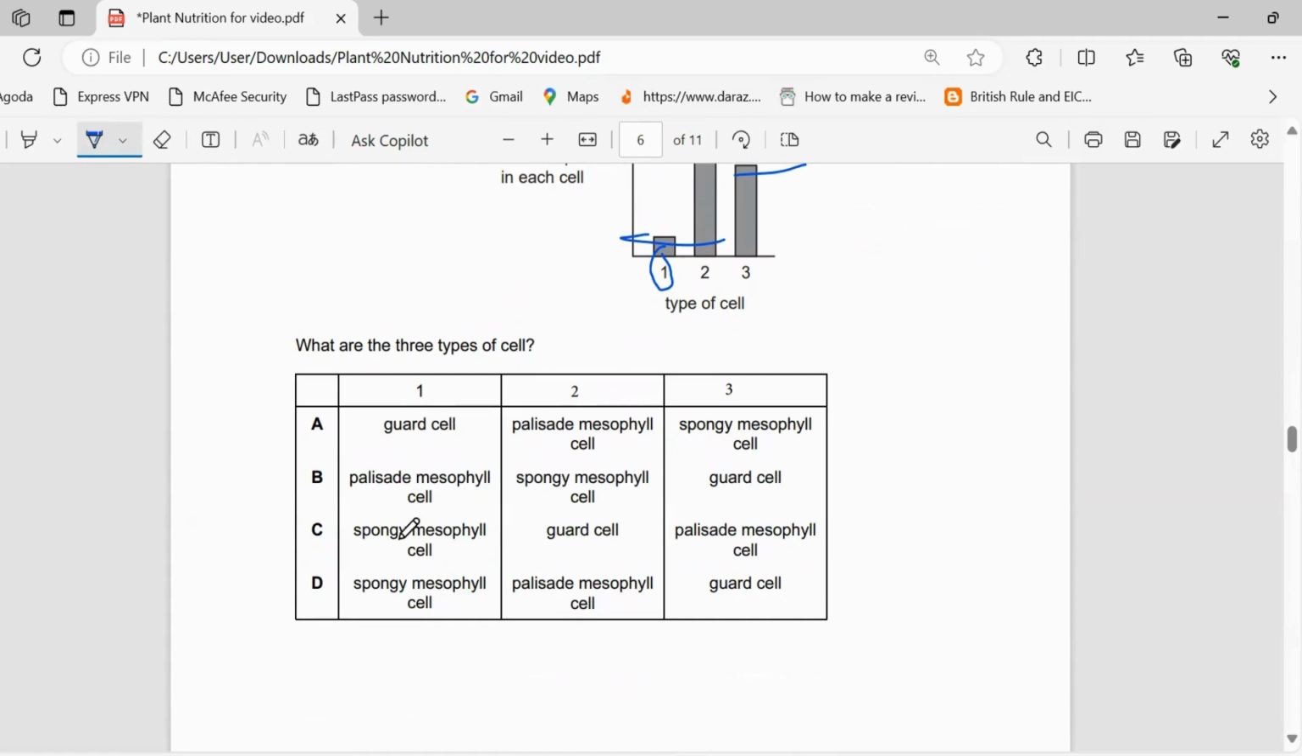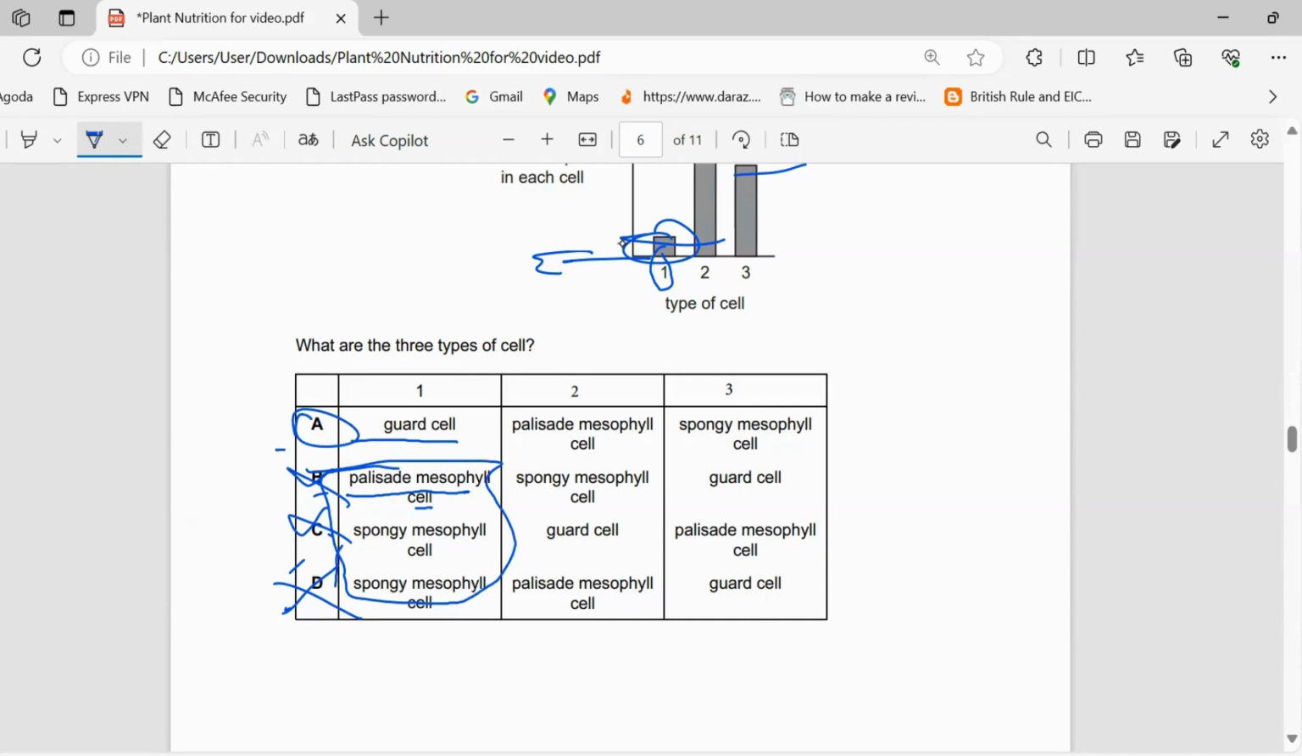So we know that here it's option guard cell, right? In guard cell, there are very few chloroplasts, right? So hence number one can be guard cell, right? If we say palisade cell, no, because in palisade mesophyll cell there are a lot of chloroplasts, and in spongy also. So B, C, and D are incorrect in the first option also. So hence B, C, and D won't be the answer.